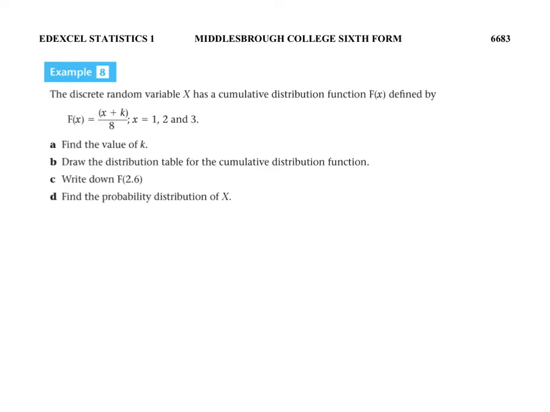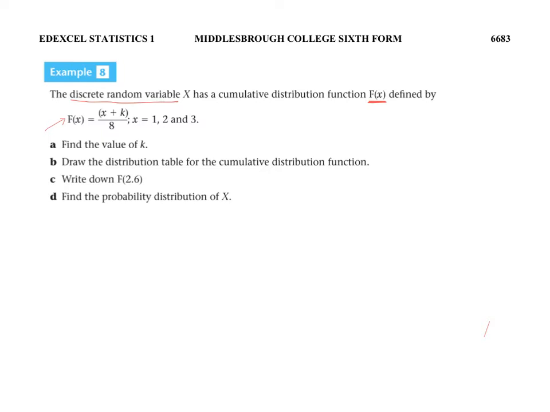The discrete random variable, so we know what it is, discrete random variable, has a cumulative distribution. So cumulative distribution is represented by capital F. So you know that you're adding them up this time. And we've been given the function of it, F of x is equal to (x plus k) over 8. And we've got a few distributions here. Right, let's see if we can find out the value of k.